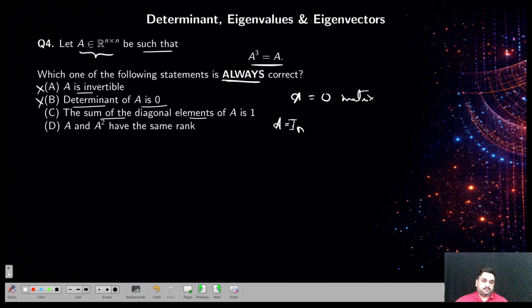The sum of the diagonal elements of A is 1. Need not be always true. Sum of the diagonal elements for 0 matrix is 0. So just eliminate this. A and A square have the same rank, definitely. So if this is the idempotent matrix, then definitely A and A square will have the same rank. This is the answer. It's based again on the property of the rank.